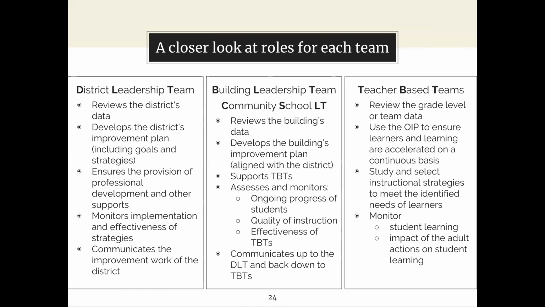TBTs. The teacher-based teams are responsible for reviewing the grade level or team data, using the Ohio improvement process to ensure learners and learning are accelerated on a continuous basis, studying and selecting instructional strategies to meet the identified needs of learners, and monitoring the student learning and the impact of the adult actions on student learning.